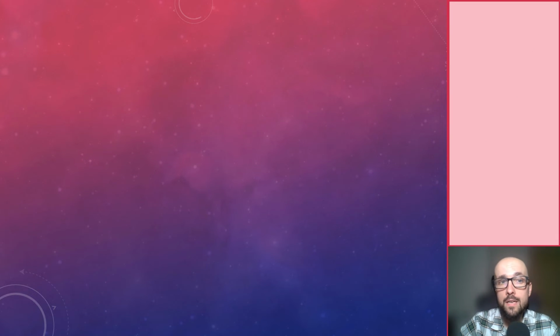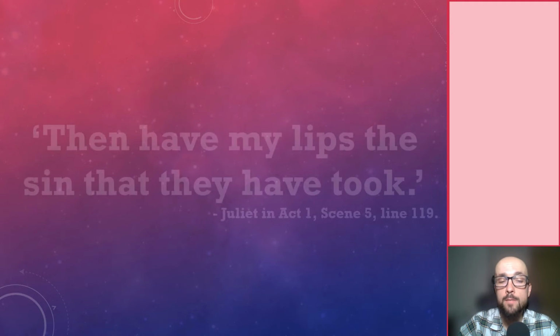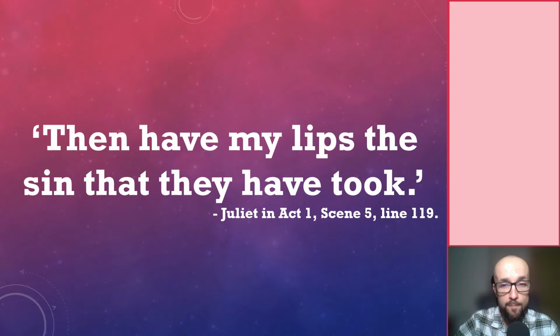So we're going to stay looking at the Capulet's ball scene with the theme of age and maturity in mind, but we're going to shift our focus to Juliet and look at something that she says. So in this scene, Romeo and Juliet share a sonnet and then kiss at its conclusion. After this, Romeo remarks that Juliet's lips have taken his sin, to which she responds, "Then have my lips the sin that they have took."